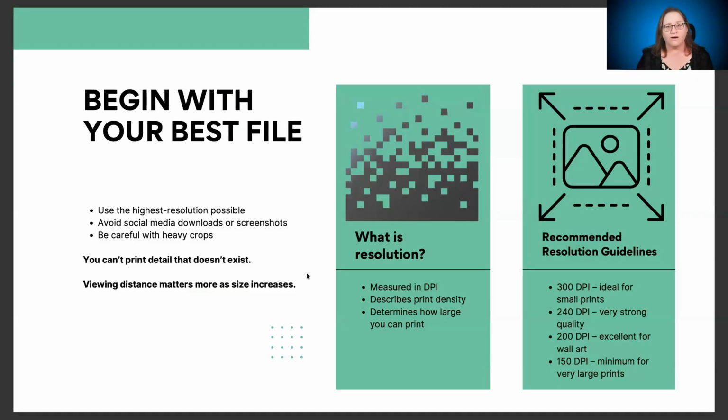240 is a very strong quality, so you can drop it down a little bit and still have a very good looking print. To the naked eye, you're not going to notice any degradation. You can even get down to 200 if you're doing something that's a little bit bigger and you're going to be standing farther away from it. And if you're printing very, very large, you can even drop down as low as 150. And this all depends on the viewing distance.